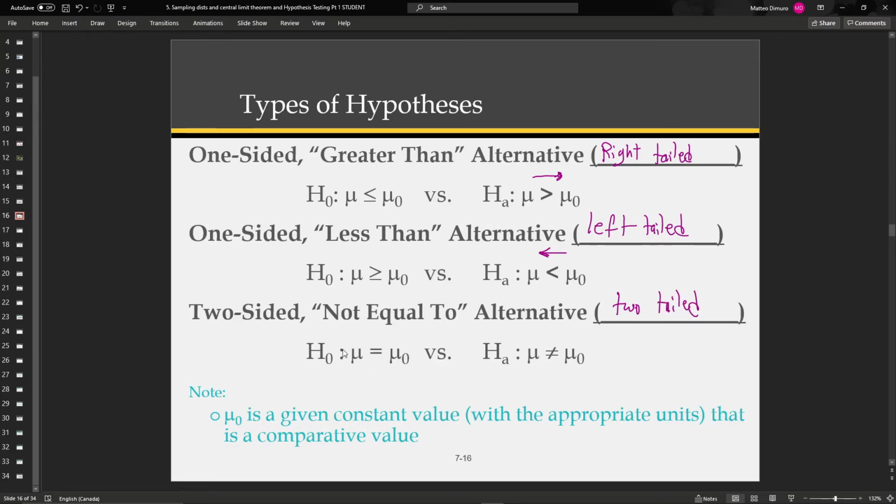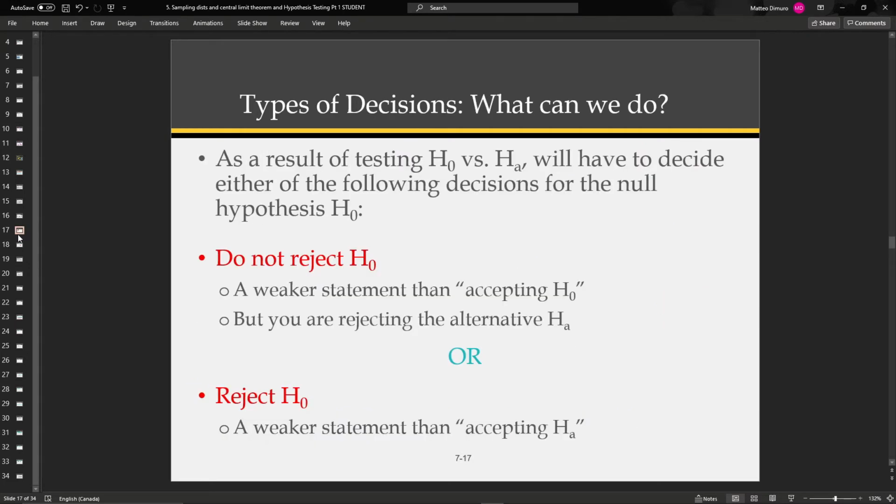And we write that like this, where the H0 is that they actually equal each other, and the HA is that the mean does not equal the sample mean. What kinds of decisions can we make? Well, as a result of testing H0 versus HA, you'll have to decide either of the following decisions for the null hypothesis. So basically, it's pretty simple actually. You either do not reject H0, or you reject H0.